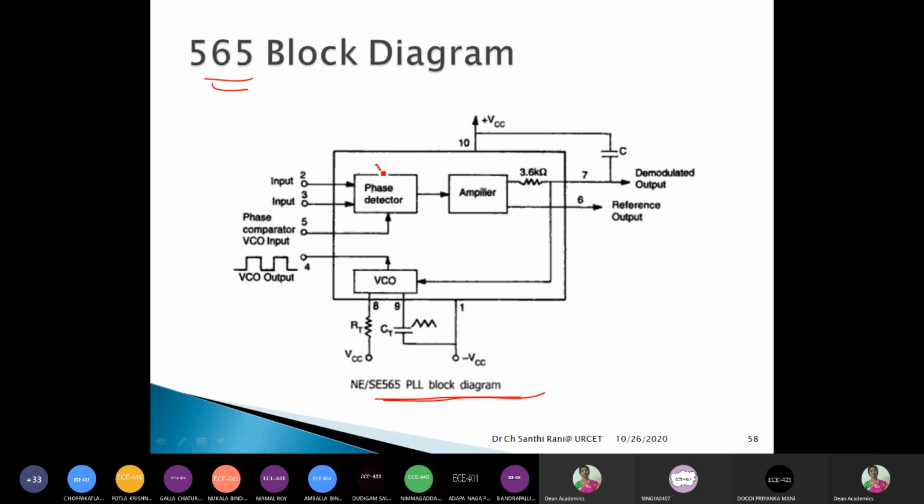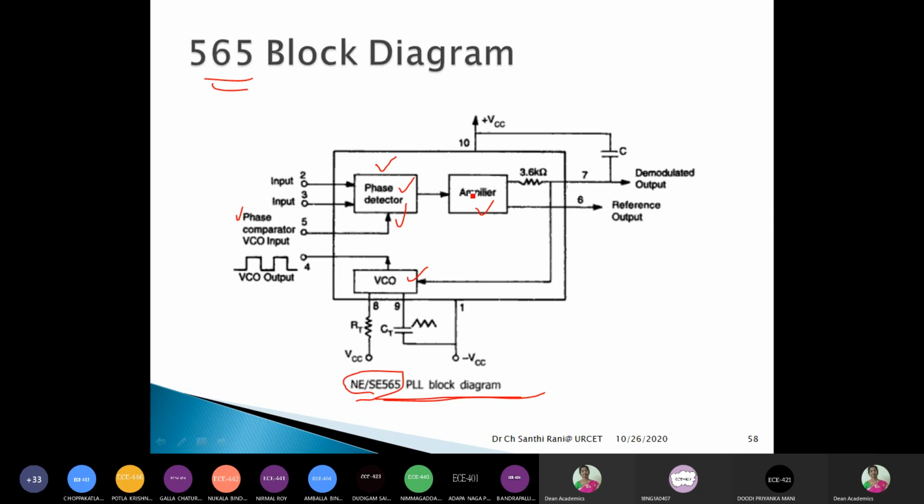Whether it is a general block diagram or the NE565 block diagram, the blocks are the same: phase detector, then amplifier or low pass filter, and voltage controlled oscillator. So, just write for this block diagram: 2 and 3 are the input pins. Just now I have shown you the pin diagram. Those inputs go to the phase detector. Now the phase comparator VCO input is pin number 5.